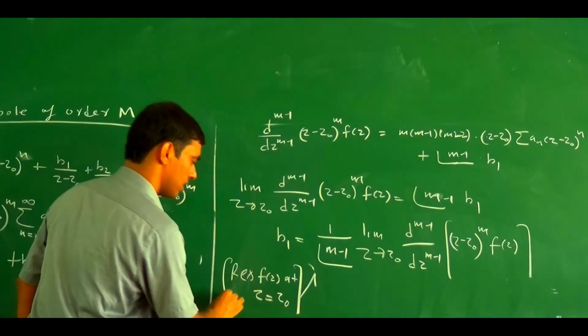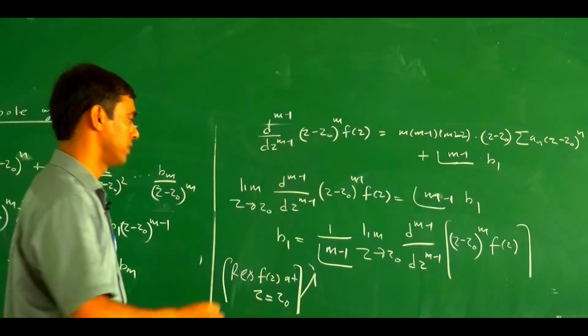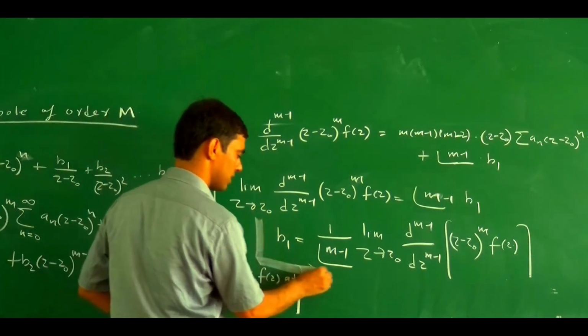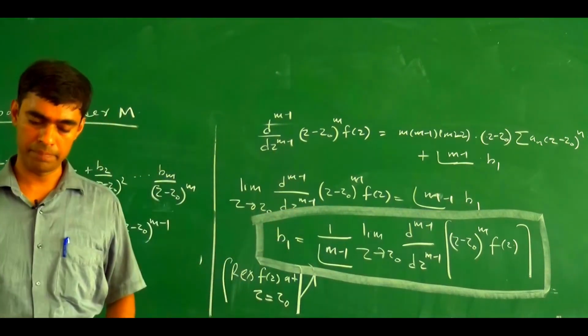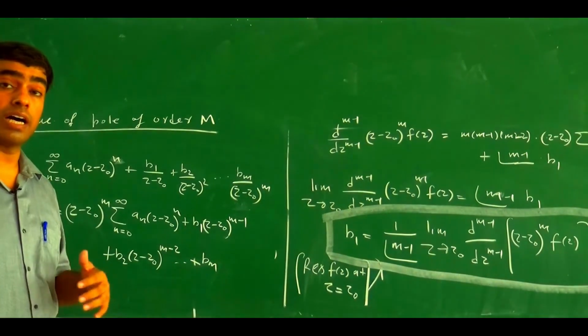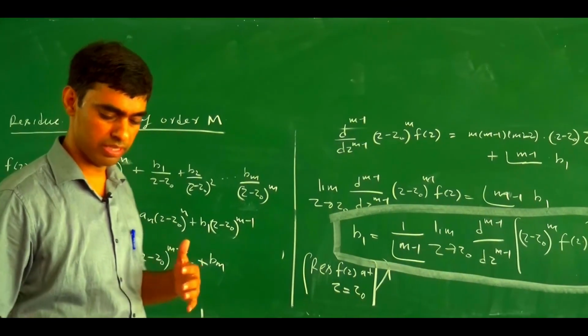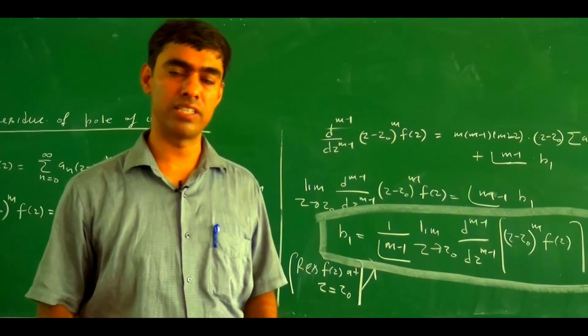If at z equal to z0 there is a pole of order m, then this is the residue in case of a pole of order m. And the last one is the isolated singular point that is not removable, which is the essential singular point.